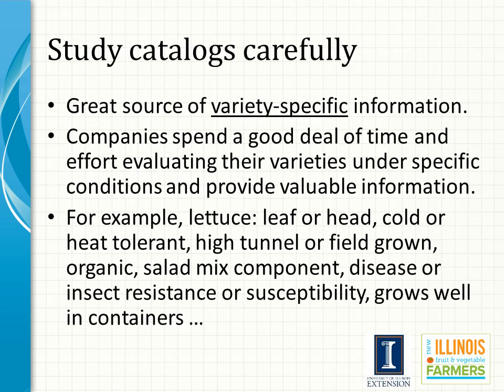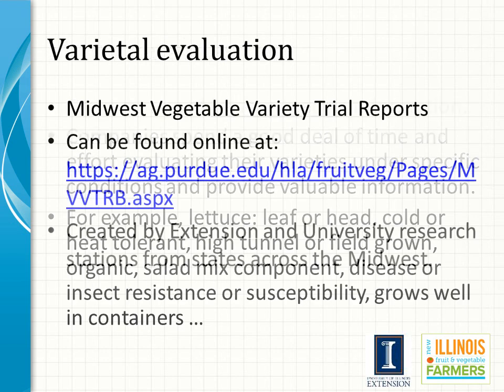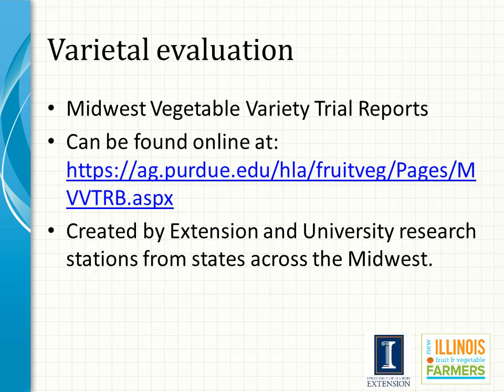As mentioned already, commercial catalogs are a very good source of cultivar-specific information. Many of the larger suppliers employ sales representatives who will work with you on plant material selection. Most have a web presence to make contact with a representative. The Midwest Variety Trial Report was created by Extension and University research stations from across the Midwest. The report comes out annually, showing results from the most recent vegetable cultivar trials.